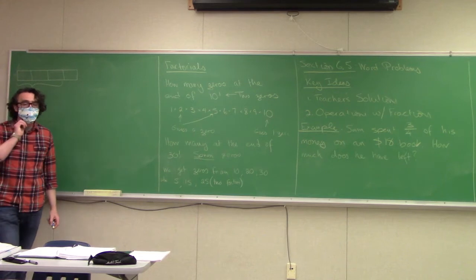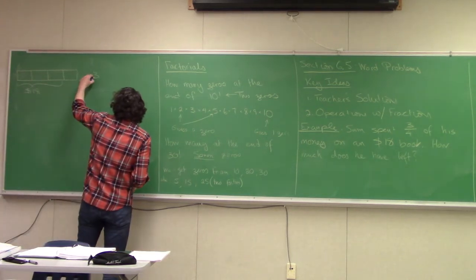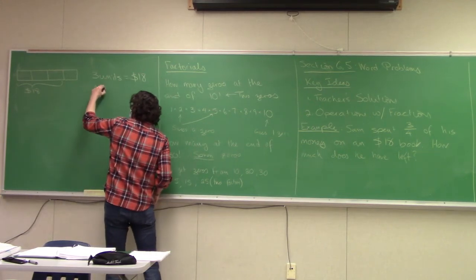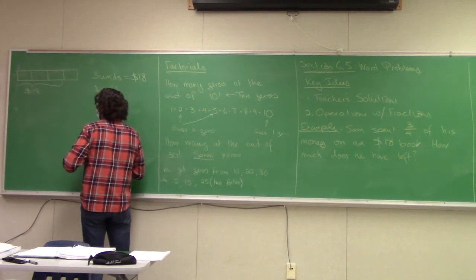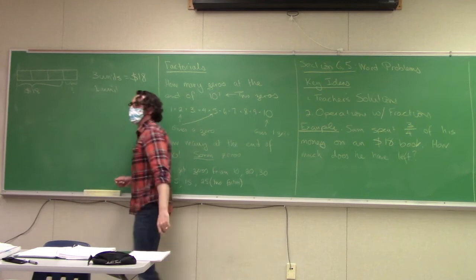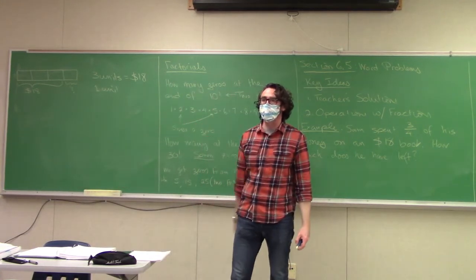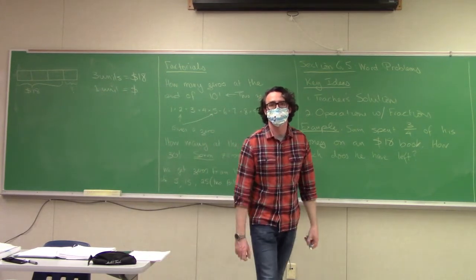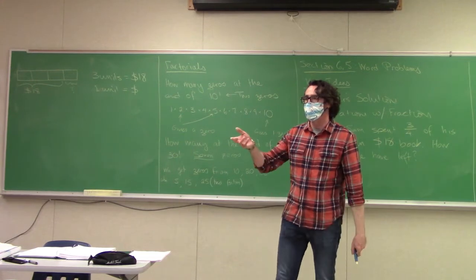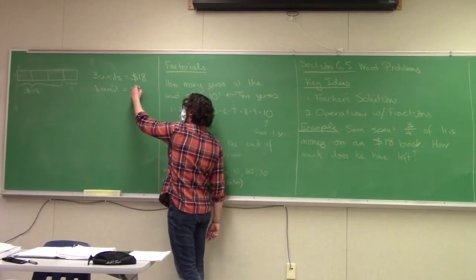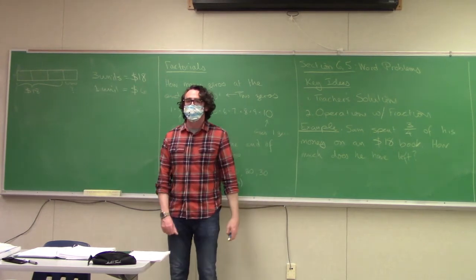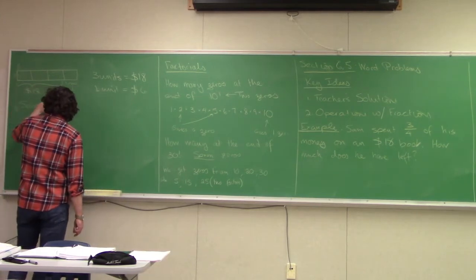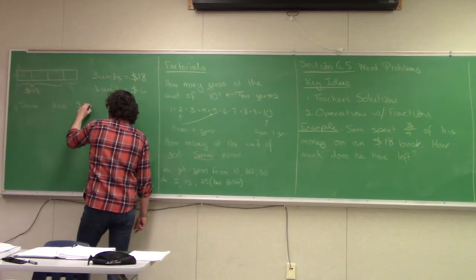Now, we could do it like this. 3 units of the diagram equals $18. This is what we really want to find, the amount that he has left, which would be that last block. So if we know 3 units equals $18, how much is one single unit? 18 divided by 3, and we can do that mentally. What do we get? 6. 6. Okay, so $6 left. Sam has $6.